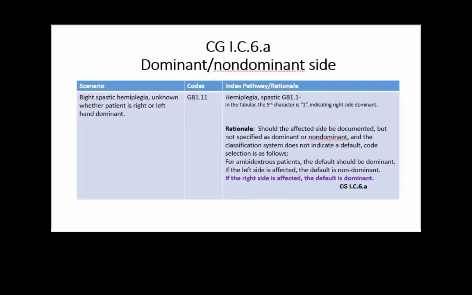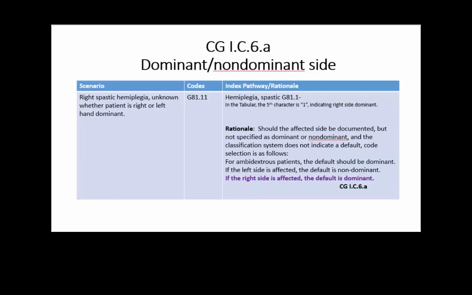The first guideline has to do with dominance, whether a patient's dominant or non-dominant side is affected by the hemiplegia. In this scenario, a right spastic hemiplegia is documented, with unknown whether the patient is right or left hand dominant. So our guidelines tell us, should the affected side be documented but not specified as dominant or non-dominant, you're going to follow this classification system.